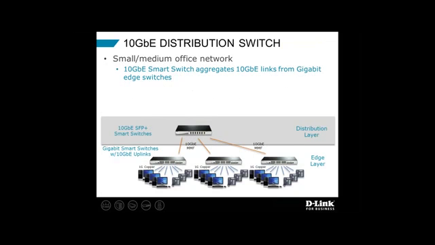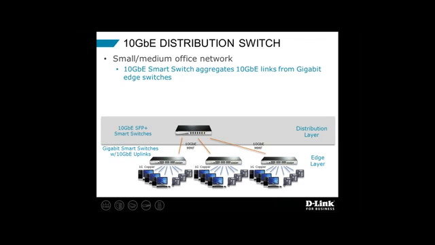Here's an example network, maybe a small or medium-sized office network, where we're using 10 gig in the distribution layer. So at the edge, we've got gigabit switches, typically 24 and 48 port gigabit switches, that are connected out to the employees, the workstations, the IP phones, the printers, and then all of that gigabit traffic gets aggregated by these smart switches with 10 gig uplinks into the distribution layer of the network.